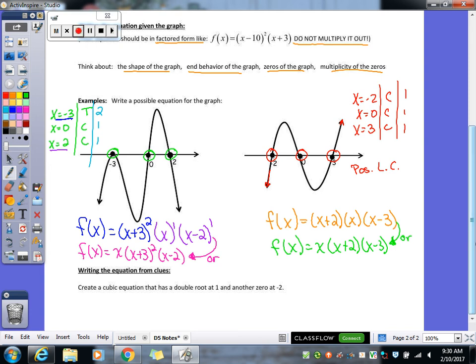And then our last one, instead of giving a picture, you're given different clues. You have to create a cubic equation that has a double root at 1 and another 0 at -2. Okay. So if the double root is at 1, when I put it in my parentheses, it's going to become x minus 1. It changes signs. And since it's a double root, I'm going to use an exponent of 2. And then my other 0 at -2 would become x plus 2. And that would be my equation. And then we know it's cubic, because if you add your exponents here, 2 plus 1 gives you 3, which is a cubic equation.